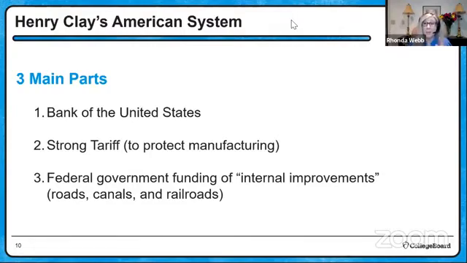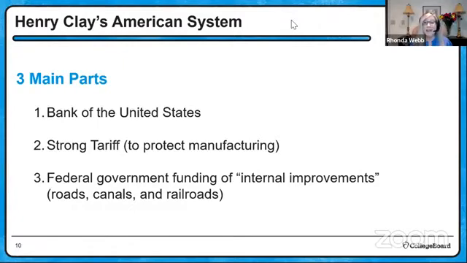Anyway, Henry Clay's American System is going to have three parts. This is what he's proposing, and he's the Speaker of the House of Representatives. He's a very, very powerful politician from Kentucky, and he's promoting another Bank of the United States, right? We had that initially with Alexander Hamilton's financial plan. It was only chartered for 20 years. He wants to bring back that second Bank of the United States.